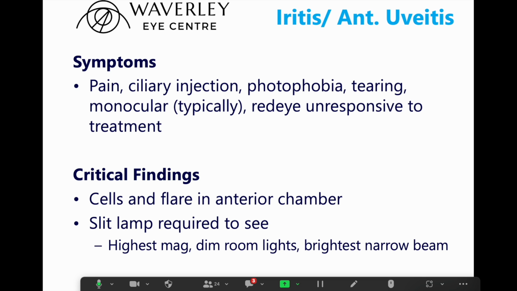The other thing that you can see is flare. What flare is, think of a sunbeam through a window where you see dust within the sunbeam pattern. You're going to see the pattern of your light beam in that anterior chamber.